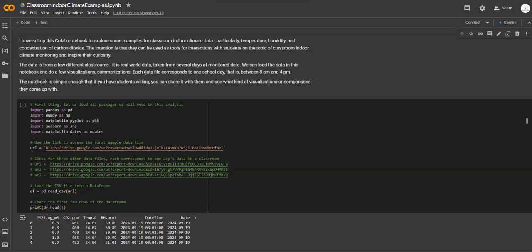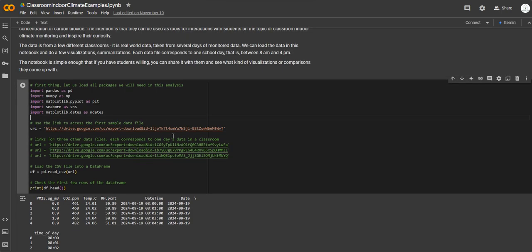Hello, so this is a Colab Python notebook that I have set up, which you can use to interact with some real life data from classrooms and then also engage your students in discussing classroom indoor climate, what factors affect it, their perception of the indoor climate, and what they think they can do to improve the indoor climate. So there are 4 days of data.